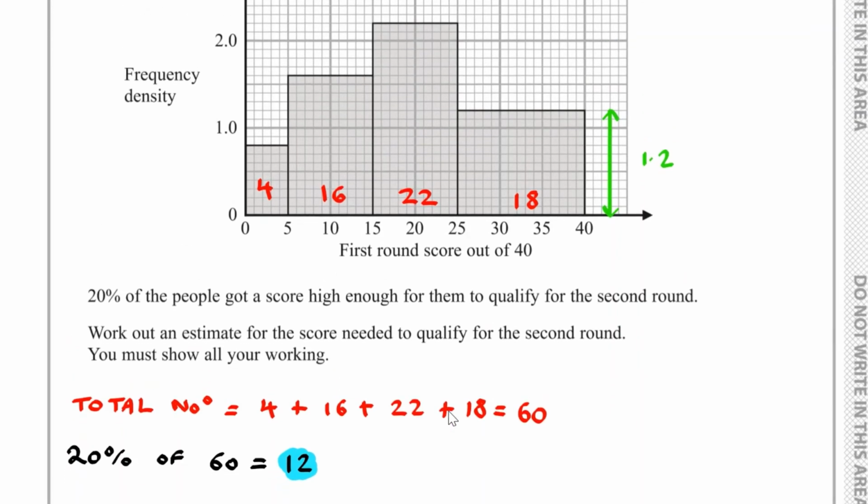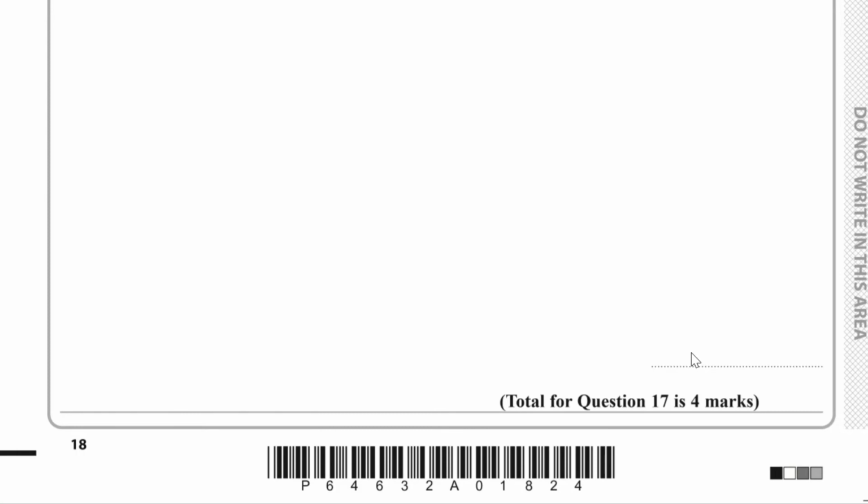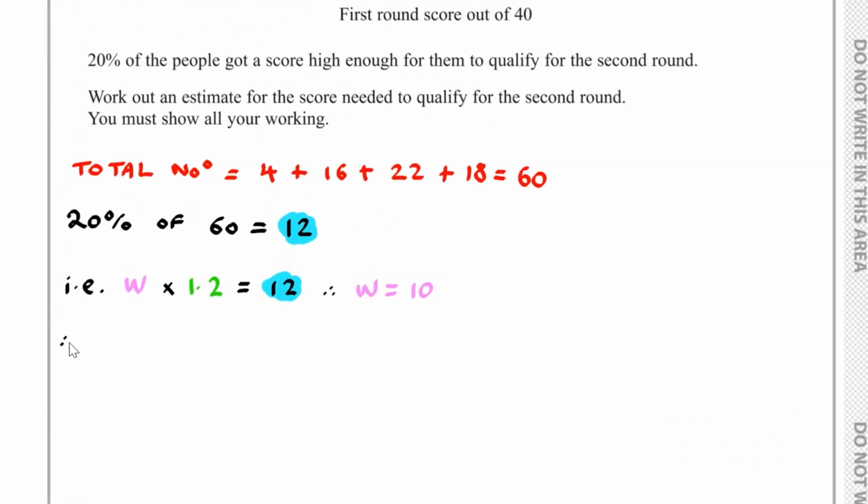So what I want from this then is a width of 10, and so the required score is clearly 40 take away the 10, which is 30. And so therefore 40 take away this 10 is equal to 30.